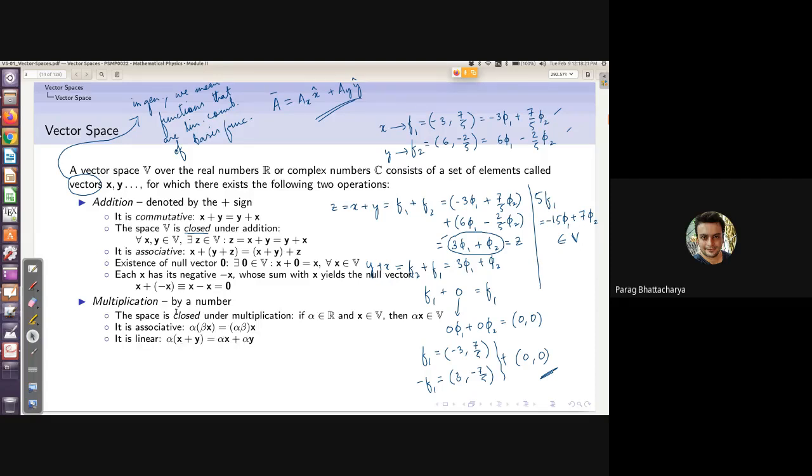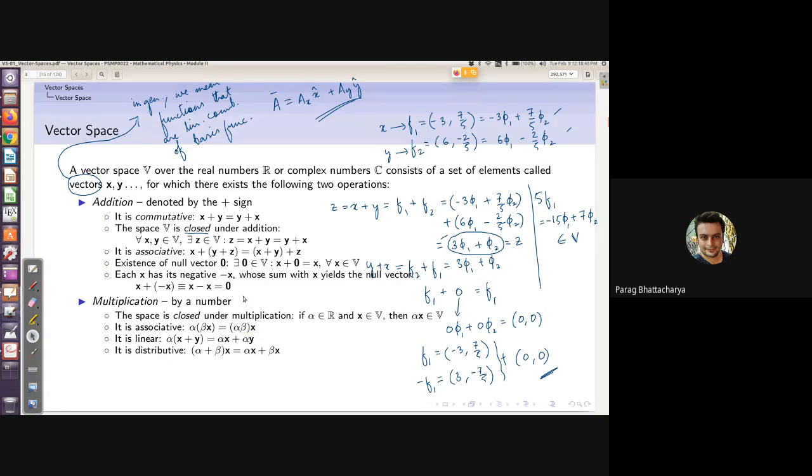It is linear. Suppose I have a vector x and another vector y, and I take the sum of these two vectors as per this operation. After adding these two vectors, I multiply with some constant alpha. This is the same as first multiplying with the constant and then adding them together. So this is the linear property.